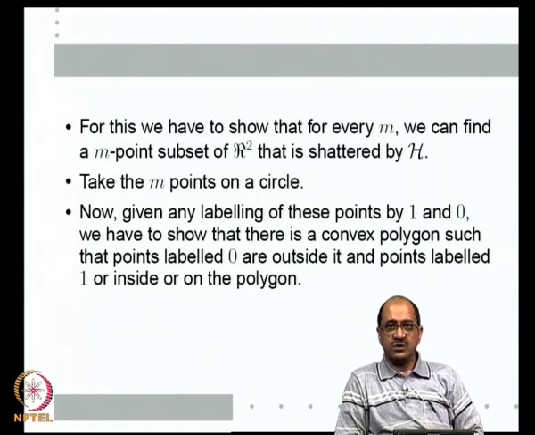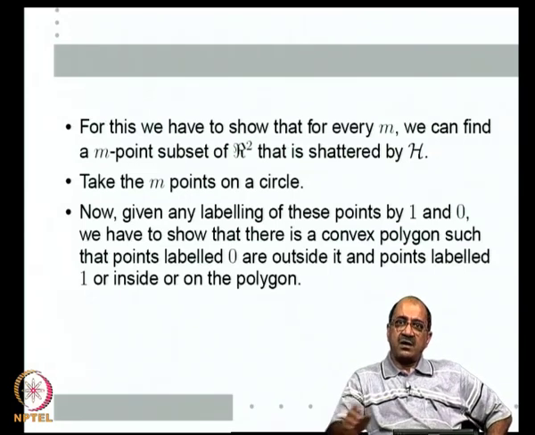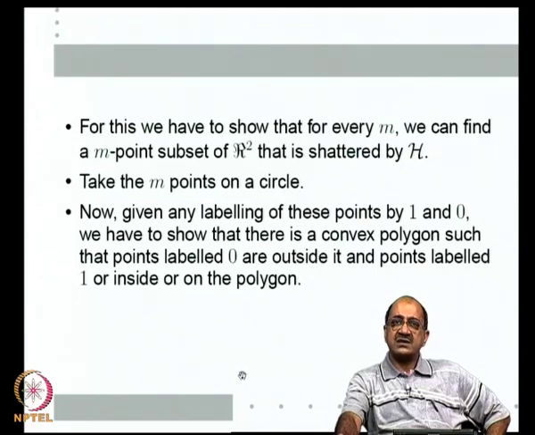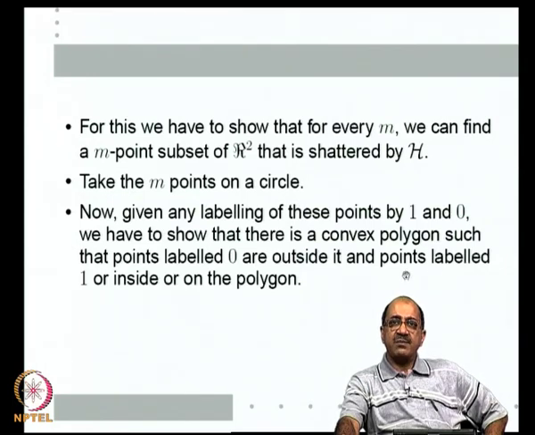As we have been doing all along, we are taking our functions to be such that whenever we take axis parallel rectangles or polygons, the inside is also class 1. So, it is an arbitrary thing, but let us take it like that. We have to show that given any m points, and I take all the m points on a circle, you can put any labeling of these points by 1 and 0. Now, I have to show you a convex polygon so that all points labeled 0 are outside of it and points labeled 1 are inside or on the polygon.